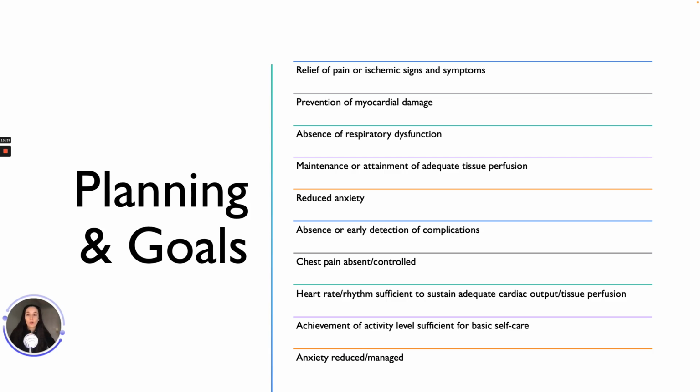So different planning and goals we can use for these patients. Again, these are just some examples. So we want relief of the pain and getting rid of the ischemic signs and symptoms, prevent myocardial damage, absence of respiratory dysfunction, maintain or attainment of adequate tissue perfusion, reduce anxiety, absence of or early detection of complications, chest pain absent or controlled, heart rate and rhythm sufficient to sustain adequate cardiac output and tissue perfusion, achievement of activity levels sufficient for basic self-care, and anxiety reduced or managed.